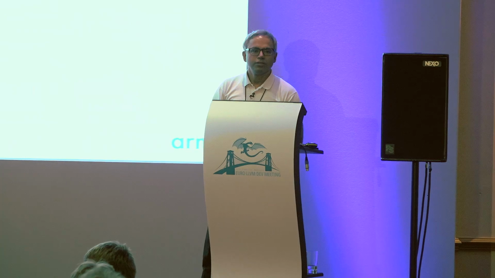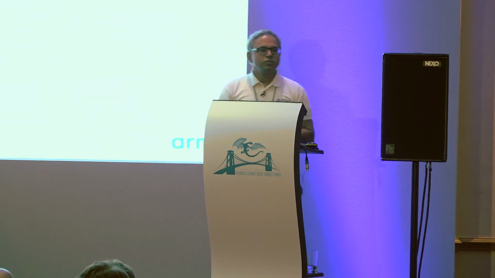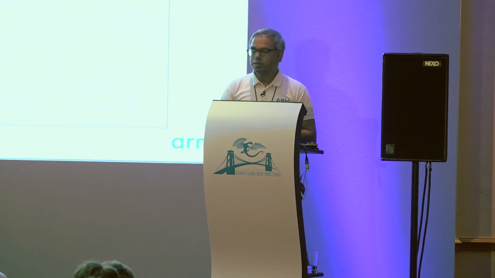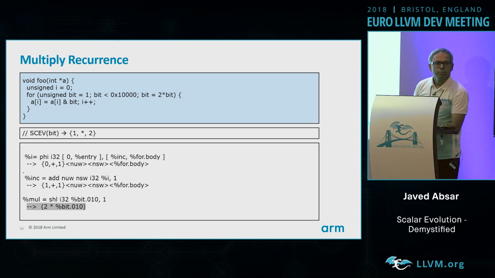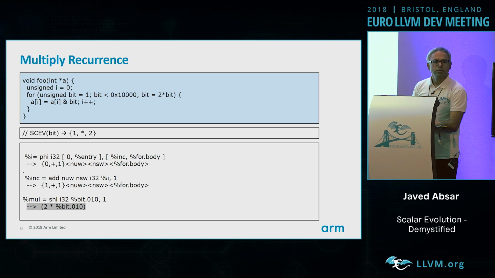On your last example with the bit, I can't remember which pass does this, but surely you can generate a canonical induction variable. If you go back to your last code example, SCEV may not be able to analyze the induction variable, but I think there's something else in LLVM that will generate a canonical induction variable and express that as an expression in terms of another IV, right?